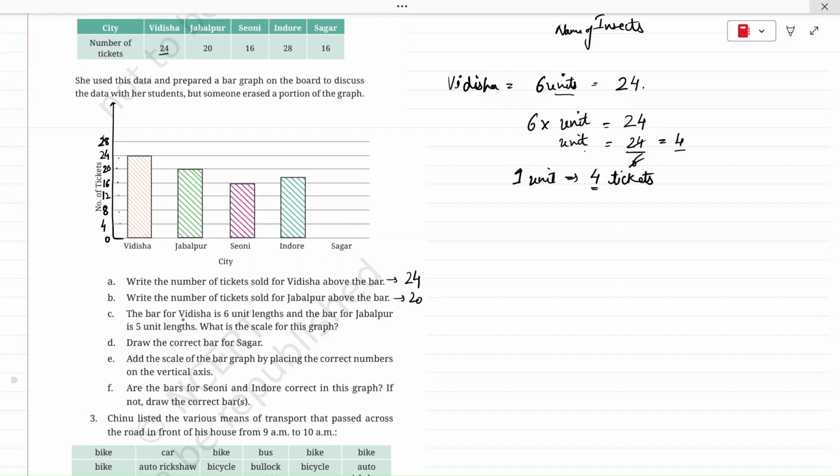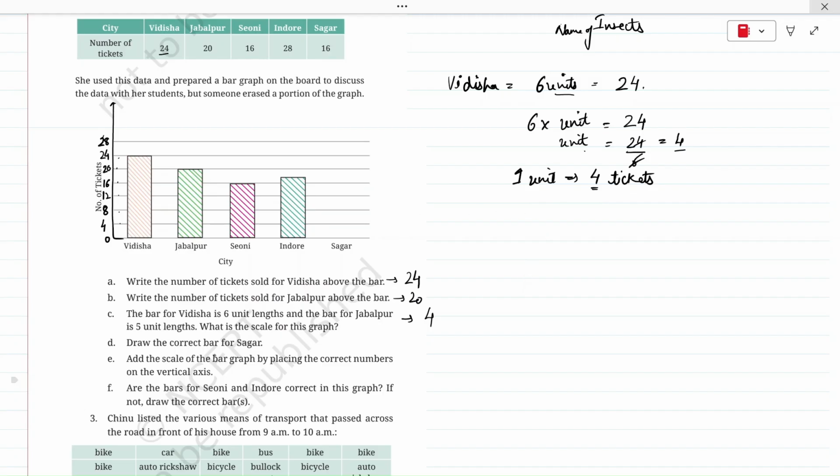Now the bar for Vidisha, this one, is 6 units long. That is true, we just found out 6 units. And the bar for Jabalpur, that is this one, is 5 units long. This is also true because 1 unit is 4 and 5 multiplied by 4 is 20, which is the data given to us, 20 here. What is the scale for this graph? The scale is 4. We just found out the scale is 4 here.